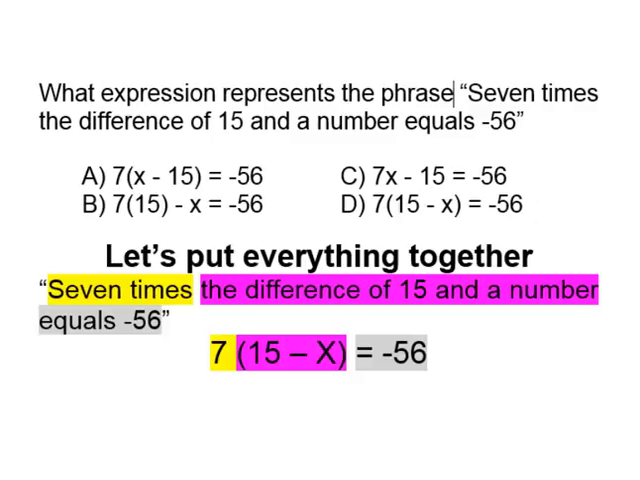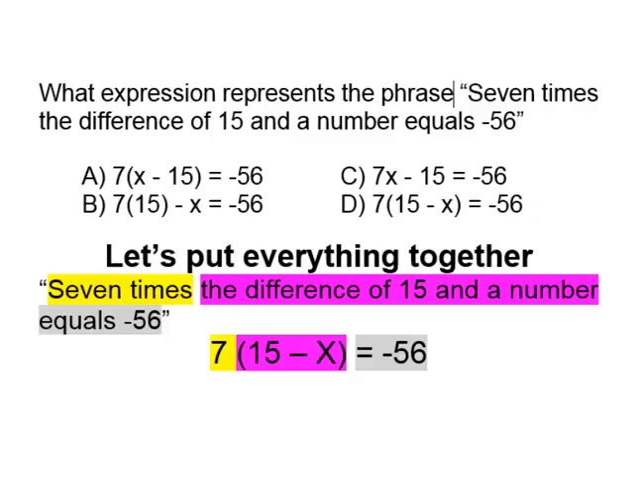When we put everything together, 7 times, we have 7. The difference of 15 and a number, so we're going to have that parentheses. Because that parentheses is right next to the 7, there's no computation sign like addition or subtraction in between. It's the parentheses next. That means we're multiplying. So that is 7 times 15 minus x in parentheses is equal to negative 56.